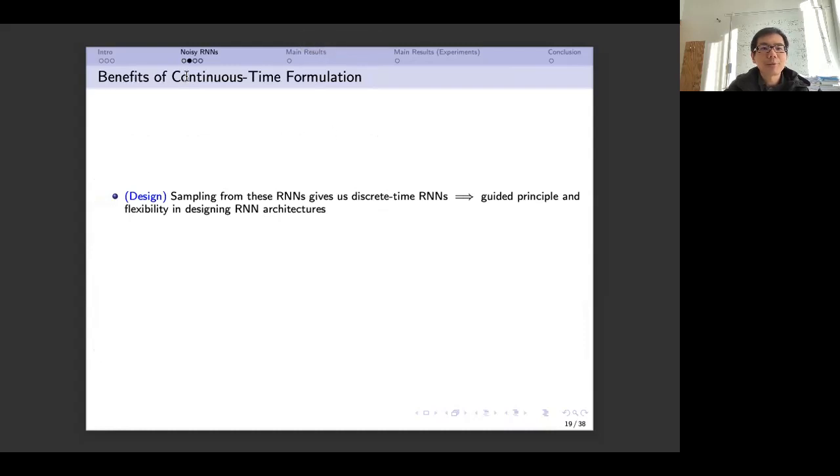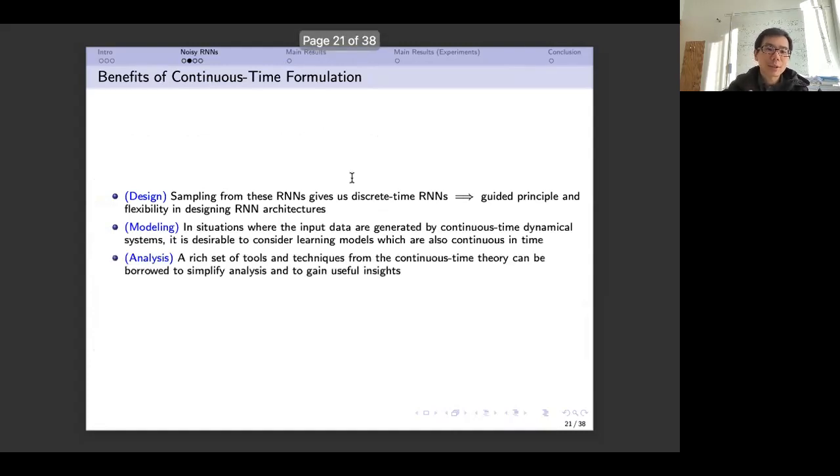There are various benefits of this continuous time formulation. First, from the point of view of design, sampling from these SDEs gives us discrete time RNNs. This provides us guiding principles and flexibility in designing new architectures. Second, from the modeling point of view, in situations where the input data are generated by continuous time dynamical systems, it's desirable to consider learning models which are also continuous in time. Lastly, from the analysis point of view, it turns out that we can borrow a rich set of tools and techniques from the continuous time theory to study these systems.